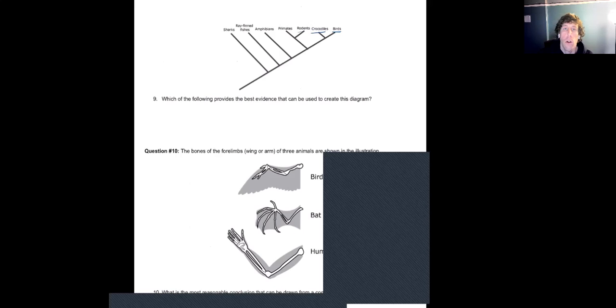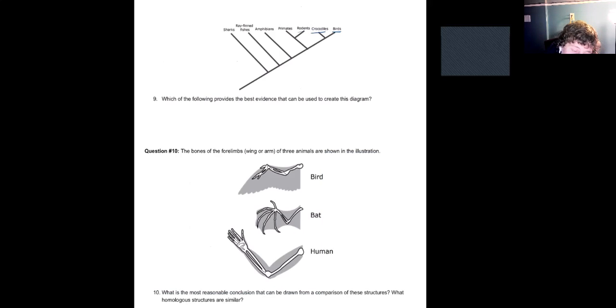Okay, so amphibians are more related to the fish than to a bird. That's what that's saying. So the question is asking, which of the following provides the best evidence to create this diagram? What I'm really asking you to do here is, can you list everything we learned for evidence for evolution? How would we know how related things are? What is the evidence to show how things are all related to each other? We've learned two things for evidence for evolution.